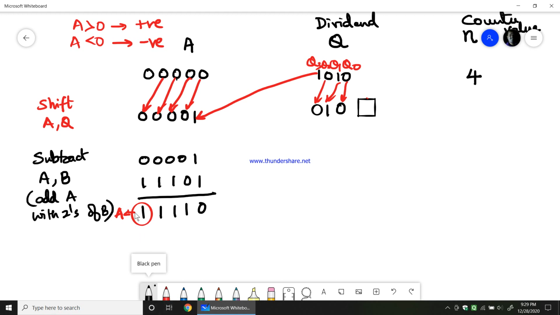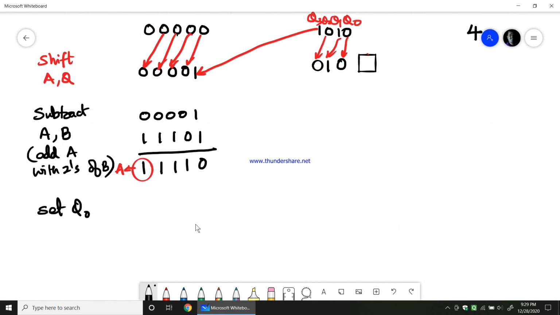So if a is negative, we are going to set q0 with the complement of the sign bit, which is nothing but 0, 0, 1, 0. Complement of sign bit is what we are going to set q0.